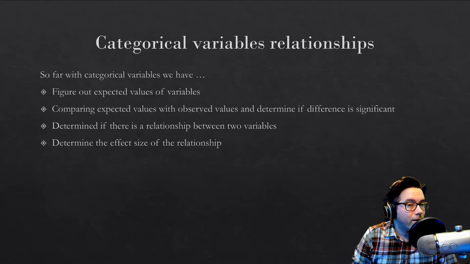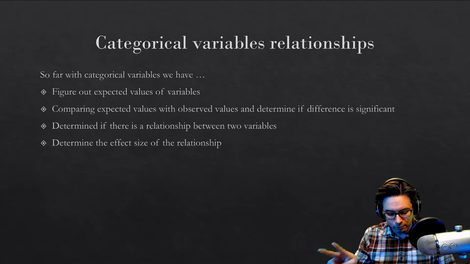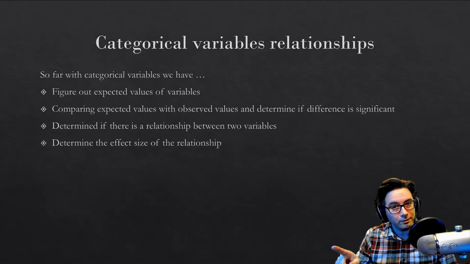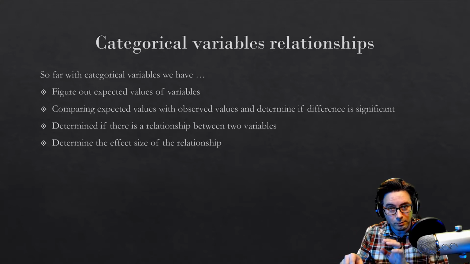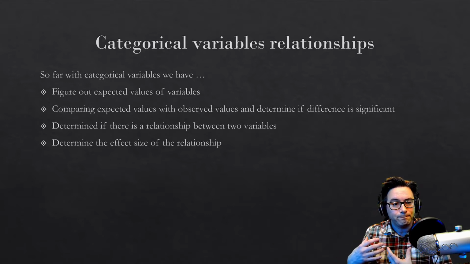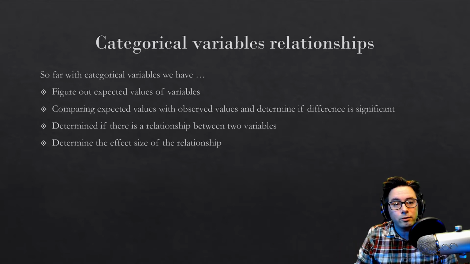So far, what we've covered with categorical variables is that when we have two variables, we can explore if there's a relationship, how strong that relationship is, and if any of the differences between the observed and the expected values are significant. And that's with just two variables.